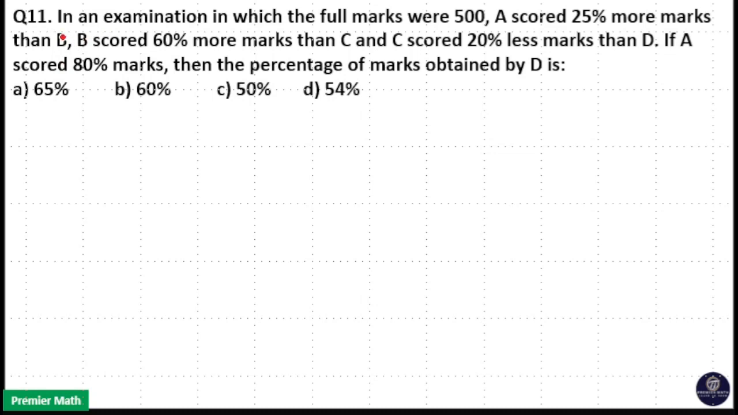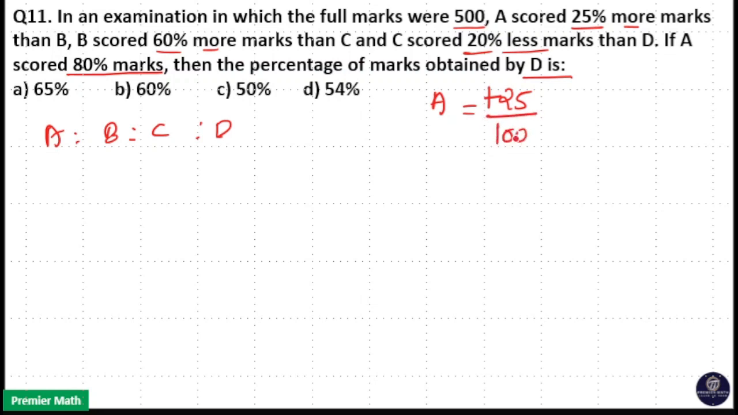Next is question number 11. In an examination in which the full marks were 500, if A scored 25% more marks than B, B scored 60% more marks than C, C scored 20% less marks than D. If A scored 80% marks, then the percentage of marks obtained by D is. So we have A, B, C and D here. Here A scored 25% more marks. That means plus 25.